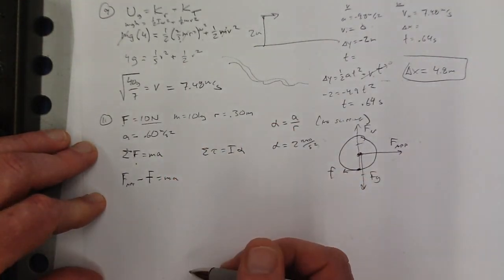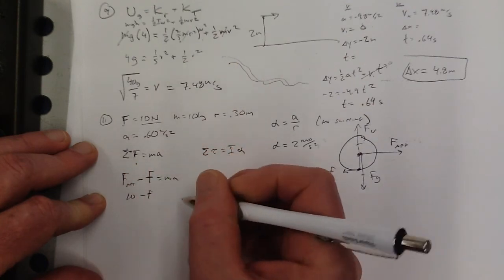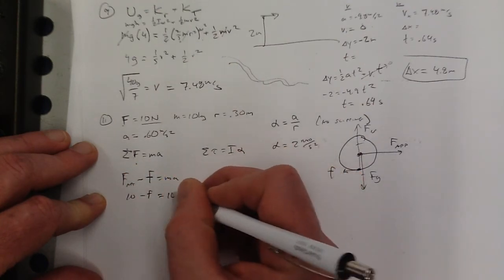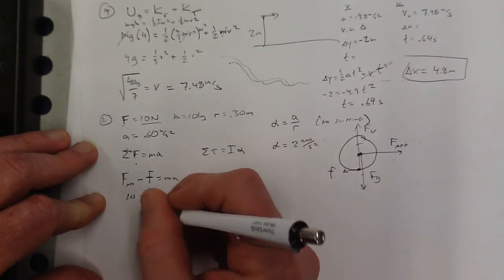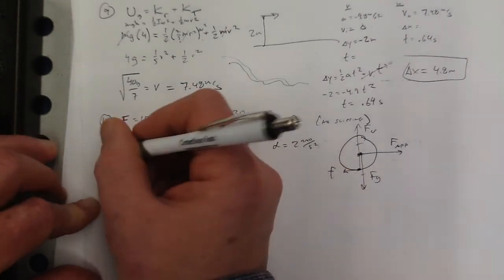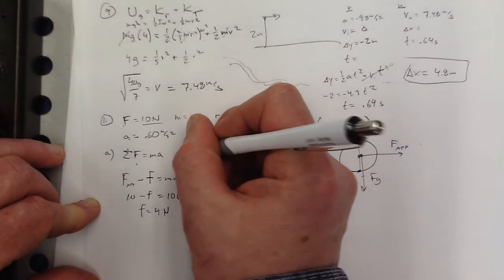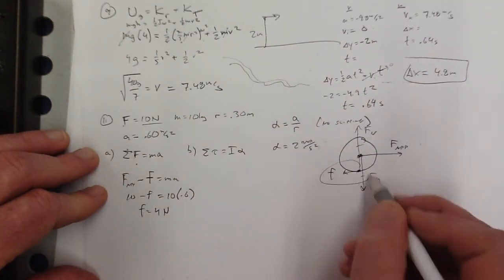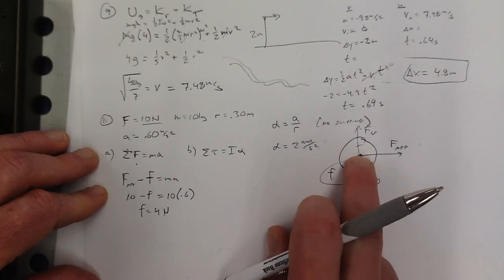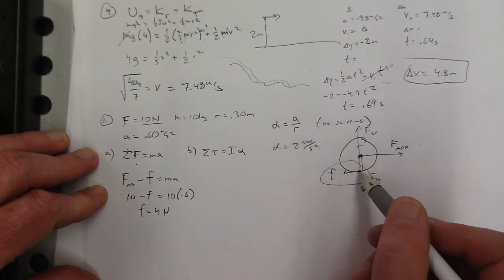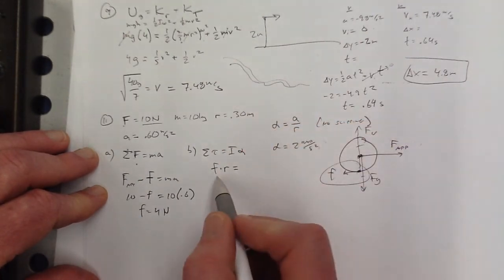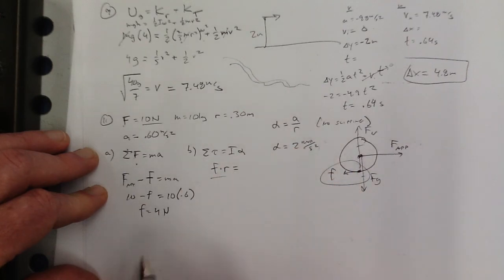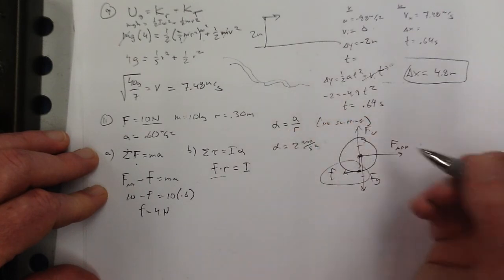And I think we have everything that we need here, right? So 10 newtons minus the friction force is equal to mass times acceleration. That's 6. So looks like the friction force is 4 newtons. That's part A. And then in part B, the sum of all torques, this is the only force that's causing any torque here because that's acting on the center of mass. So that means friction force times the radius, because that's how you do torque, force times radius, is equal to the rotational inertia, which is what we're looking for, times alpha.